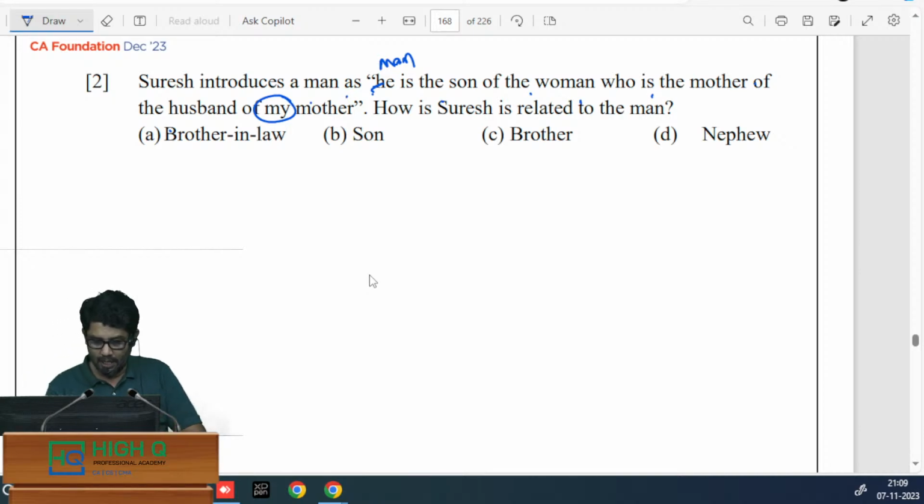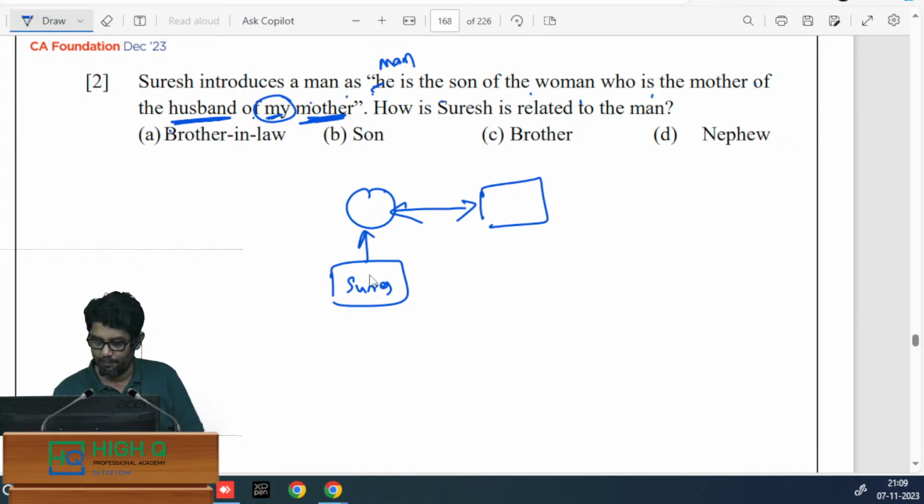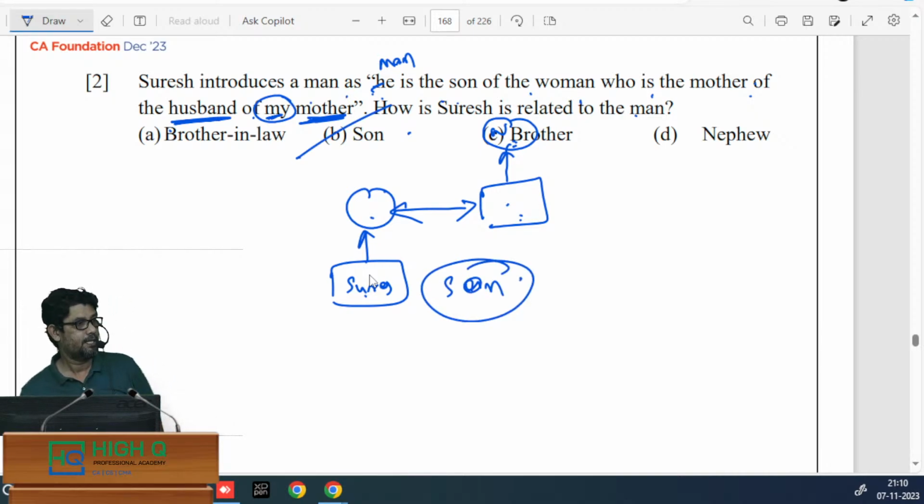Yes, son. Look at this, how I proceed. My. So who is my? Suresh. First blood relation, right side you need to start from this. Mother. And next one is what? Husband. That mother has got a husband. The man is the son of the woman who is the mother of the husband of my mother. So, listen here. That man is the son of the woman. This is the woman who is the mother of my mother's husband. So, automatically what you know? How is Suresh related to that man? Son. Option B. He is related to a son only.